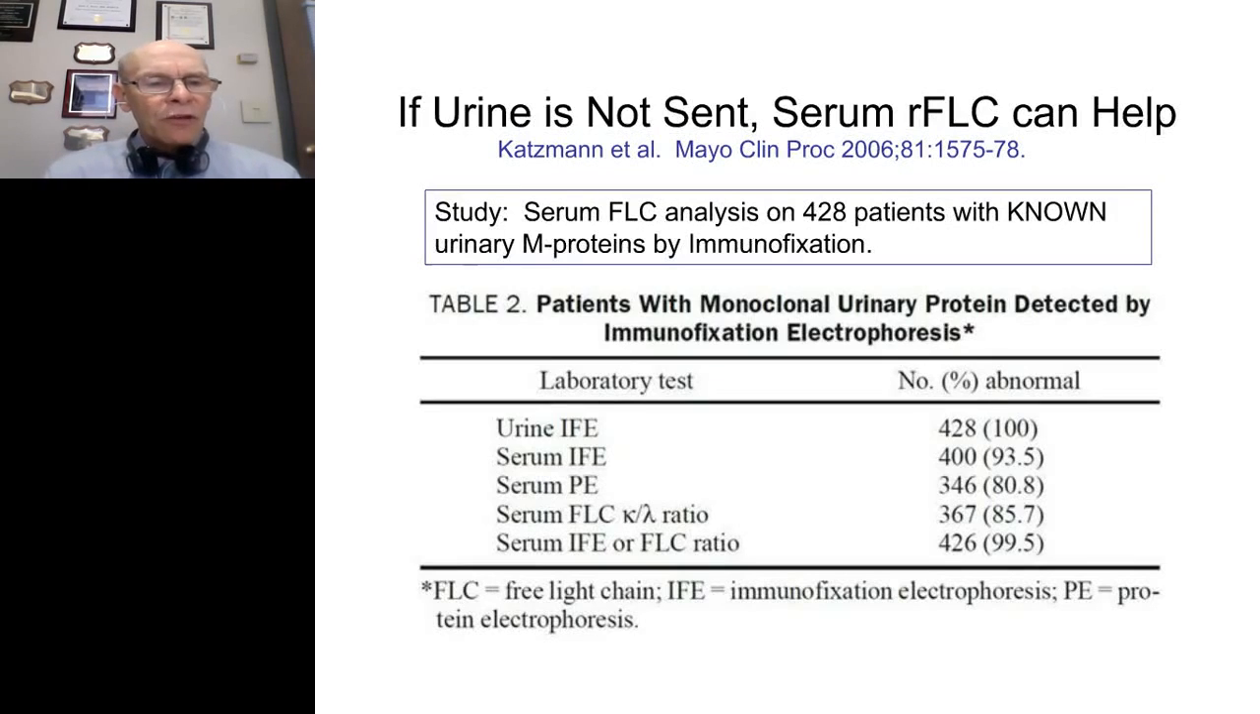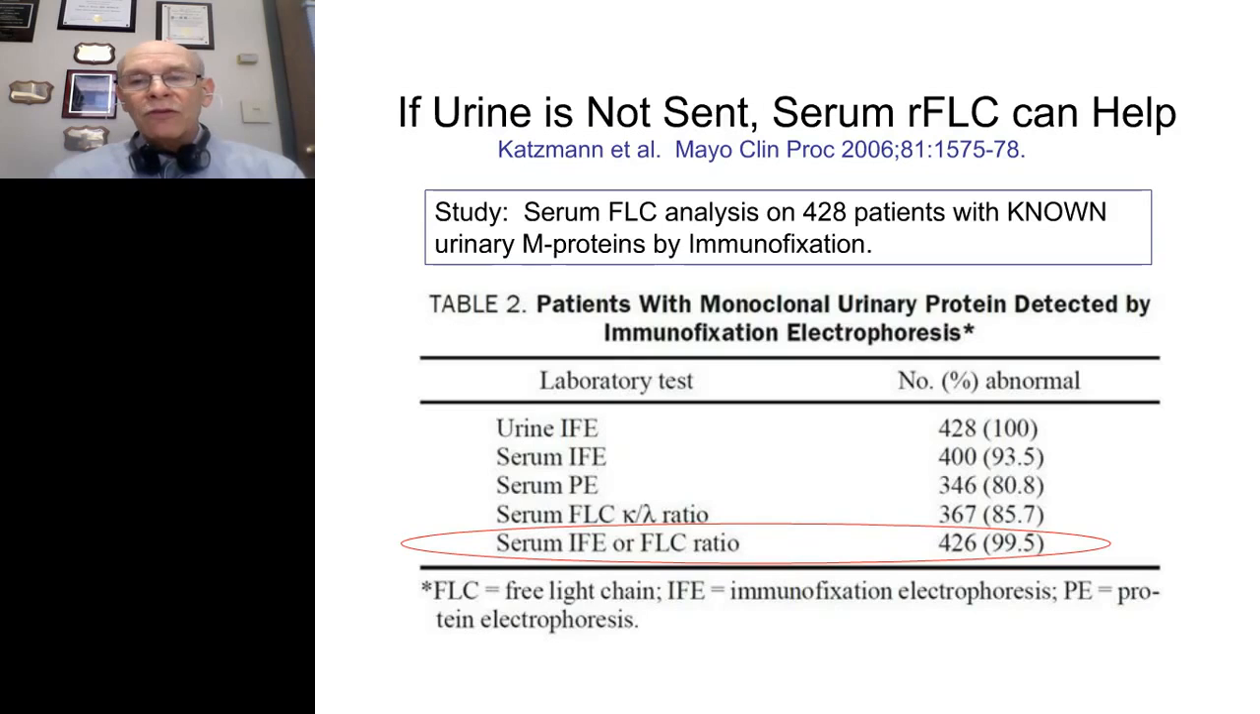Katzman did further studies to show how effective this range would be in picking up known cases of free light chains that they had detected at the Mayo Clinic. They looked at serum from 428 patients who had known urinary M-proteins detected initially by immunofixation. And Katzman found that they could detect 99.5% of these cases if serum immunofixation and serum free light chain measurements were performed. They didn't need to use urine at all, and they missed no cases of multiple myeloma.